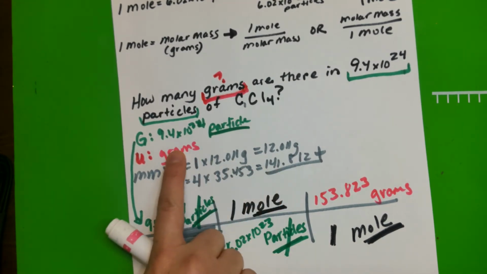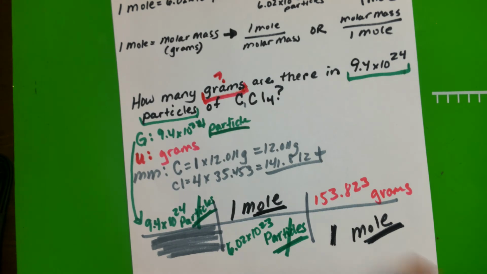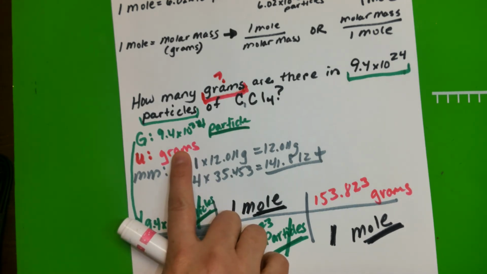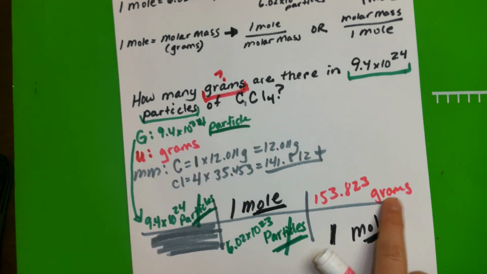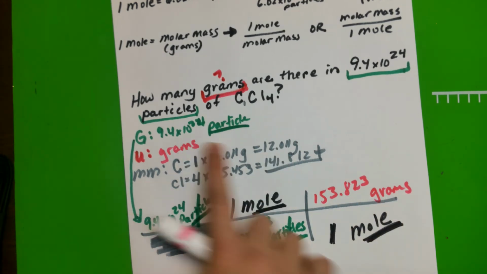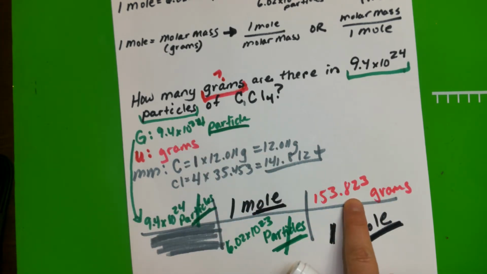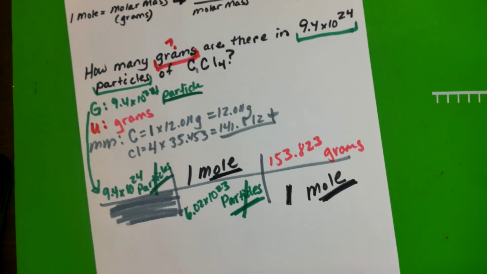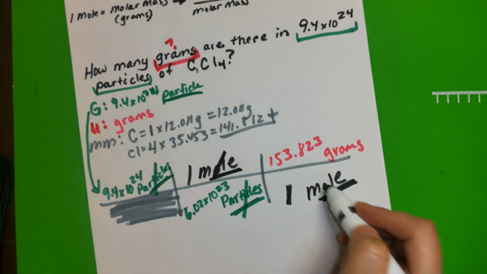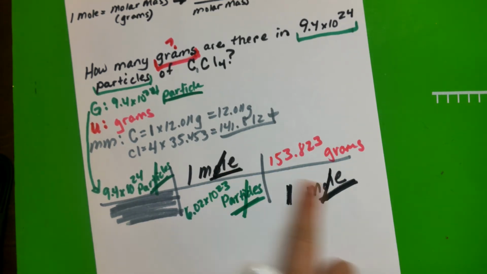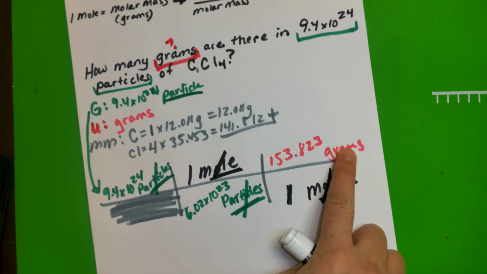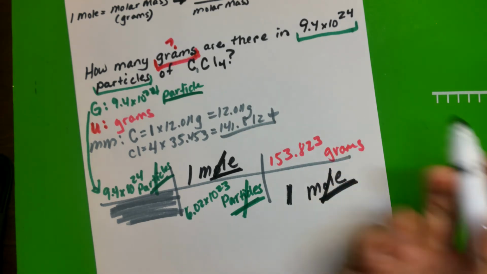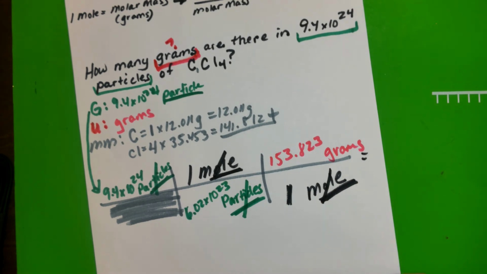You could always check your answer, because if your unknown shows grams, it matches, which means you did it correct. So let's go ahead and solve it. These cancel because we go from particles to moles and to grams. Never mind, I'll show you that example later on.